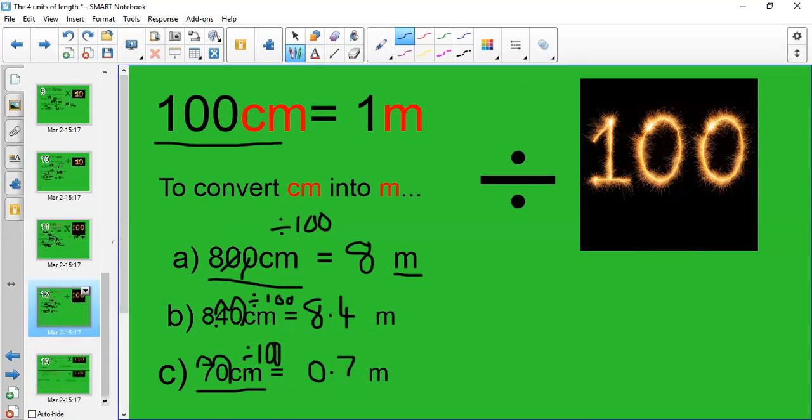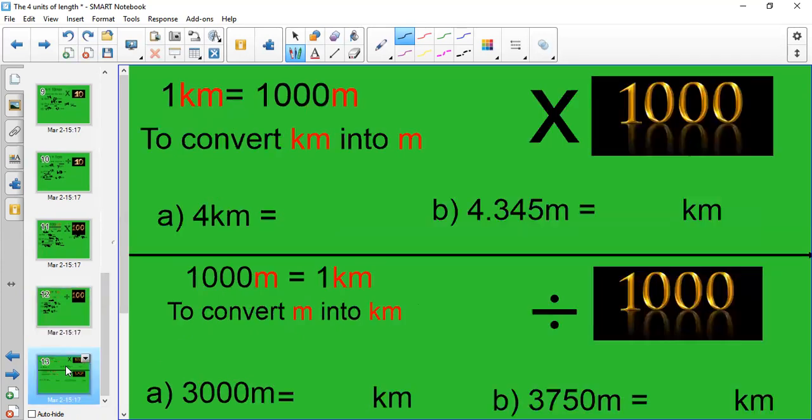Now, if you would like to challenge yourself to do the extra task, which is changing kilometers into meters, then you can continue watching this little part of the video. We know that 1 kilometer is equal to 1,000 meters. It's very good to know that. To convert kilometers into meters, we need to multiply by 1,000.